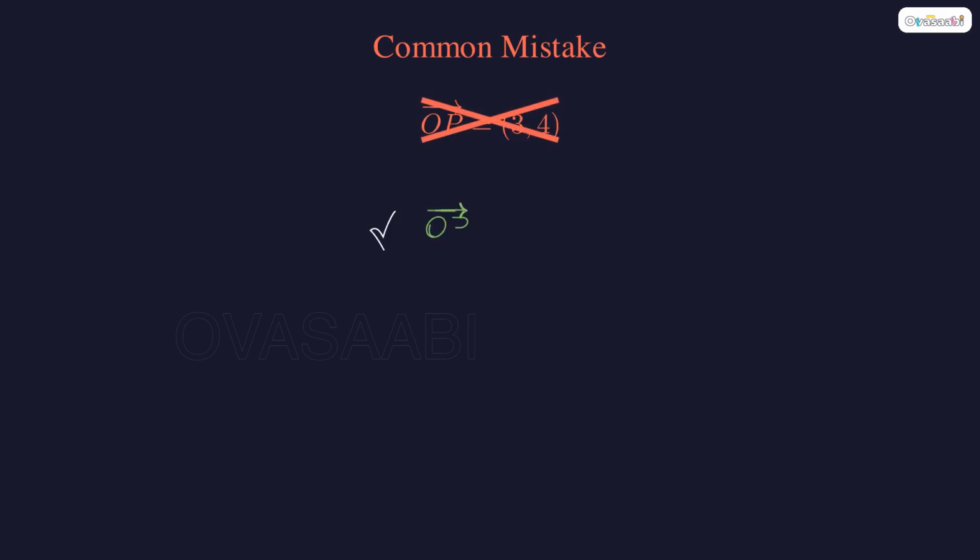Common mistake. Students write vectors as brackets like coordinates. Always use column notation for vectors. Brackets are for points only, not vectors.